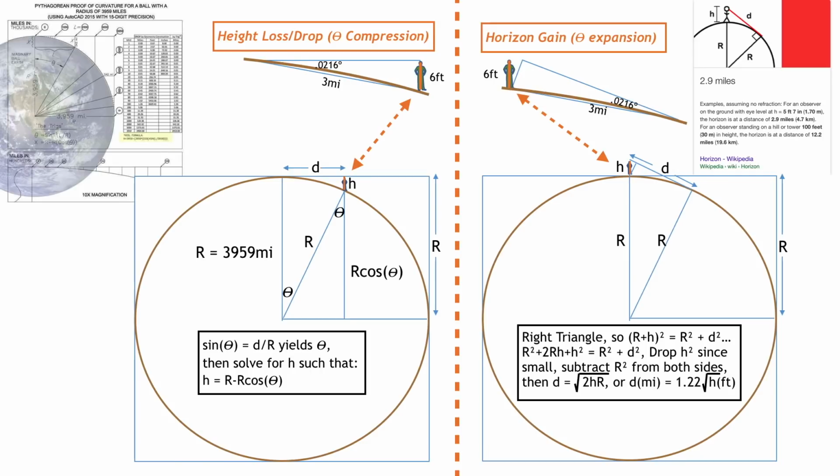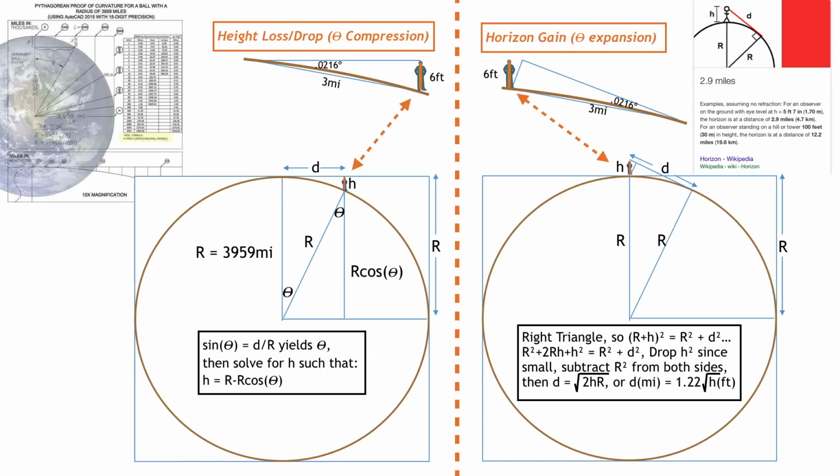You can alternatively get a horizon drop or theta expansion formula pretty simply by just using a right triangle. So in this right triangle example, you're going to have r plus a height of h sitting above the surface of the circle, squared, is going to equal r squared plus d squared. You can see just the edges of the right triangle there. And you can then solve for the distance d.